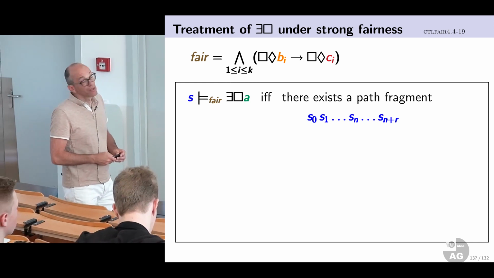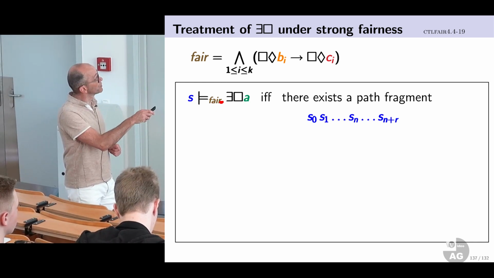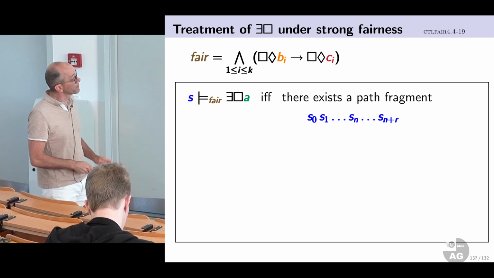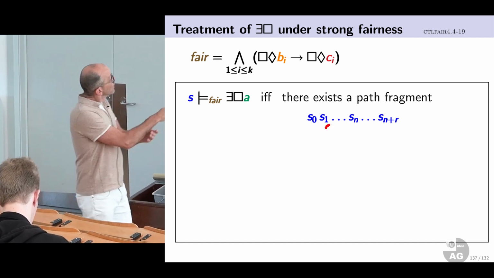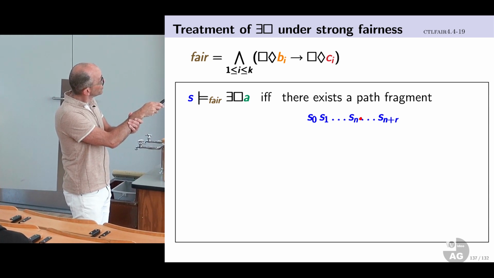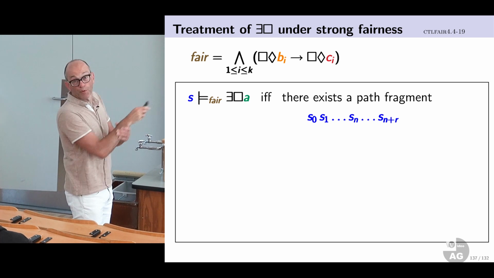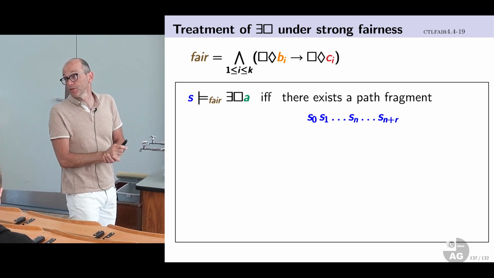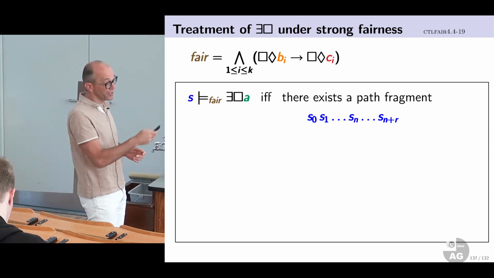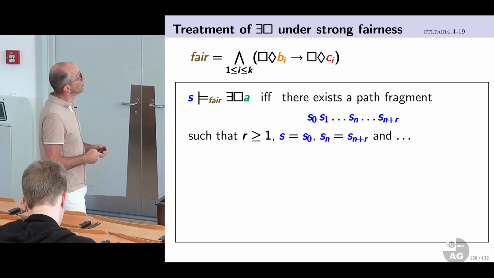So S satisfies, under this fairness assumption, there exists a path which is always A, if and only if there exists a path fragment starting in S, so S0 equals S, and at some point you get to a cycle. We need to have an infinite path and finitely many states, so we need to end up at some point in a cycle. What do we need to know?